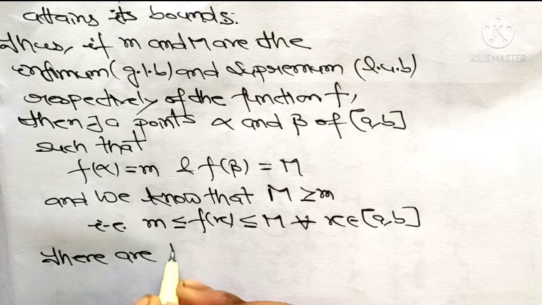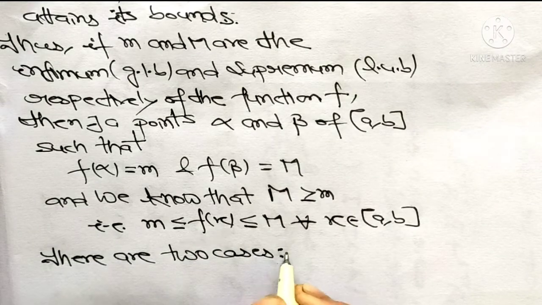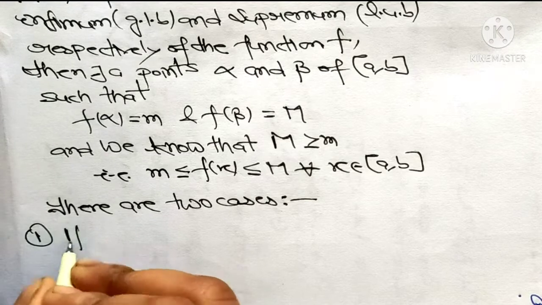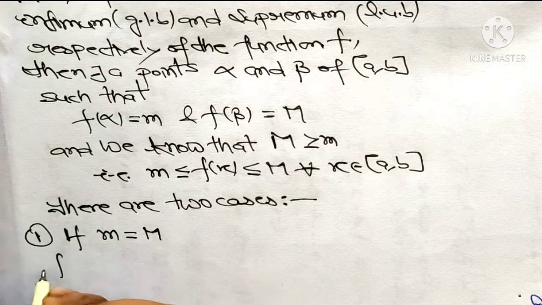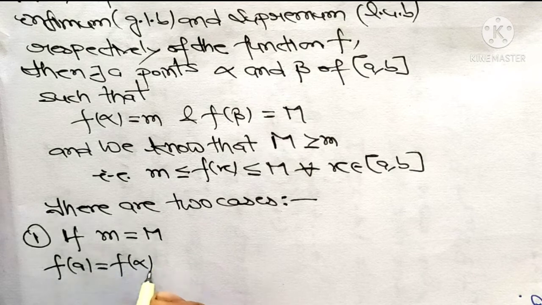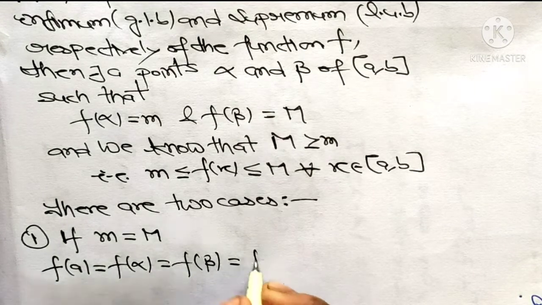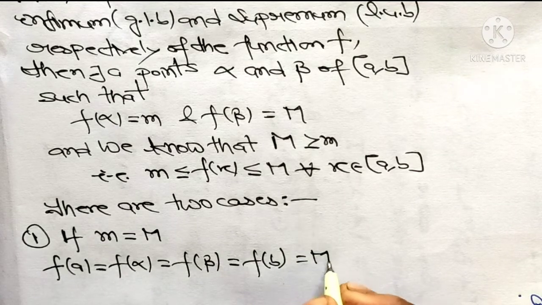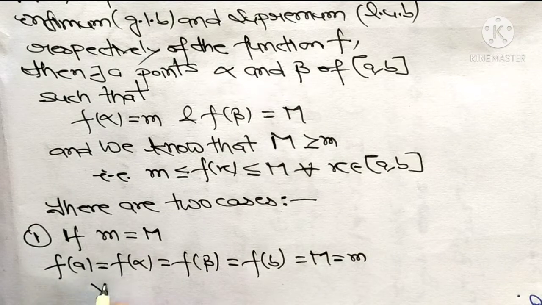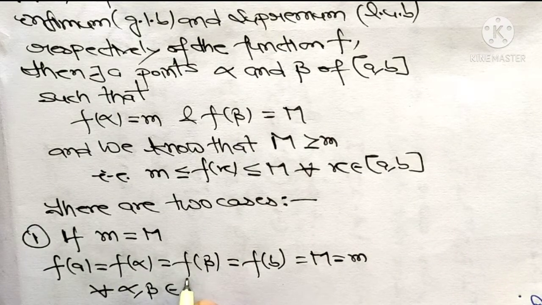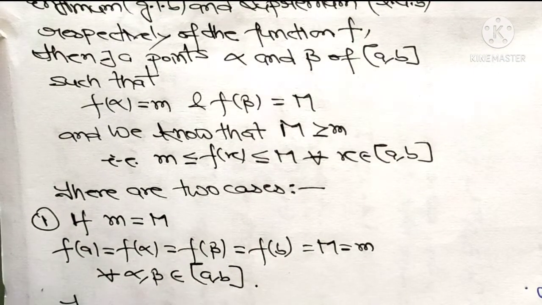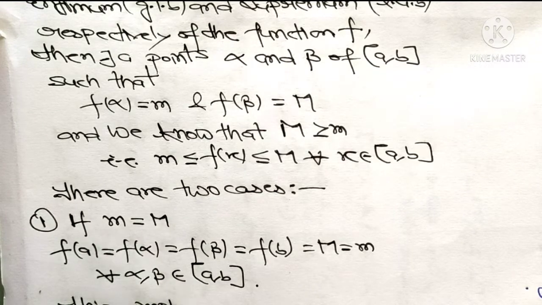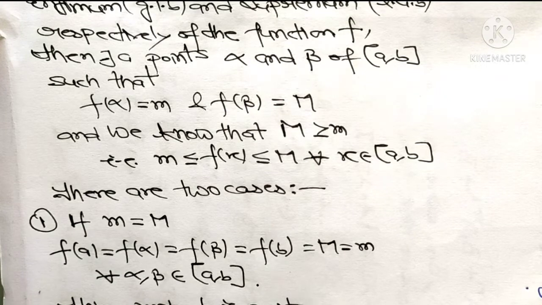There are two cases. Case 1: if infimum and supremum are equal, small m is equal to capital M. In this case, f(a) is equal to f(alpha) is equal to f(beta) is equal to f(b) is equal to capital M is equal to small m, for all alpha, beta belonging to closed interval [a, b]. This implies f is constant in closed interval [a, b].